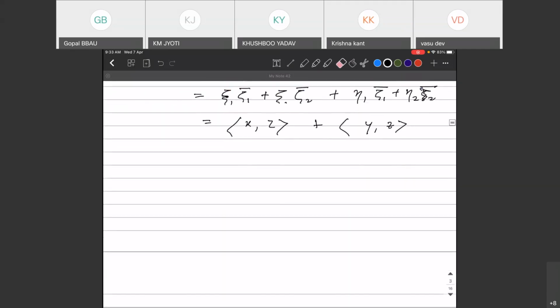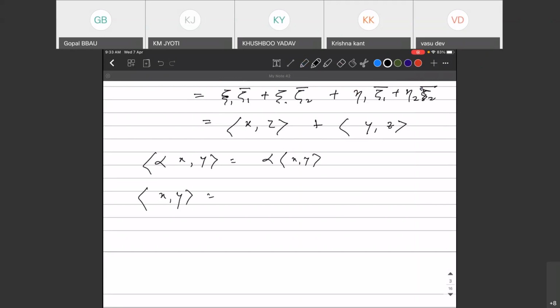Is there any doubt? Similarly, you may prove (alpha x, y) = alpha (x, y). Similarly, you may prove (x, alpha y) is alpha bar (x, y). But let's see the third one.